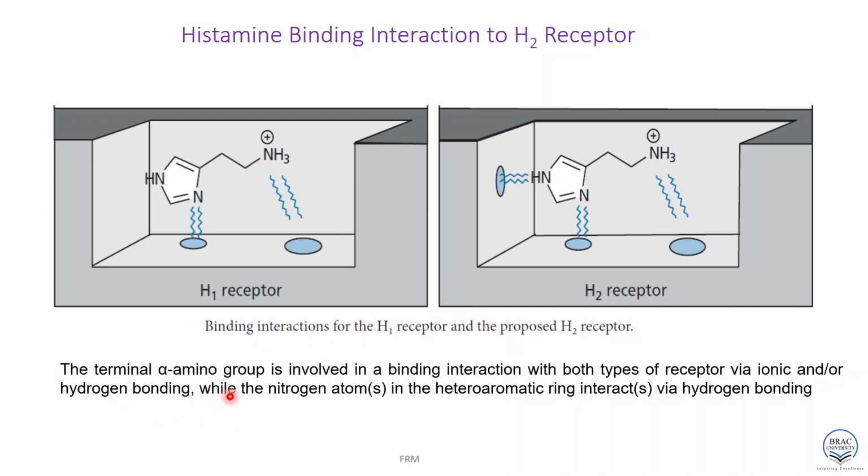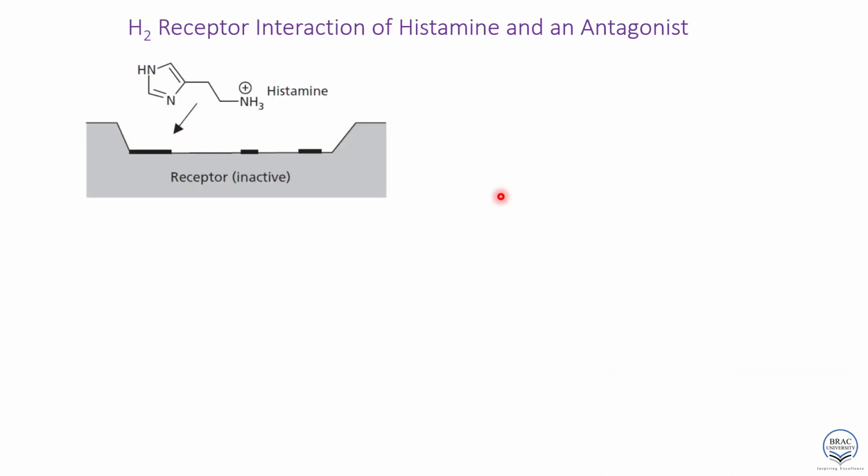This alpha amino group is involved in the binding interaction with both types of receptors, through ionic bonding or hydrogen bonding, while the other nitrogen atom within the heteroaromatic ring mainly interacts via hydrogen bond with the receptor. Also this one is interacting with a hydrogen bond. Now we'll see how an antagonist works in the H2 receptor, and how it blocks the function of the H2 receptor.